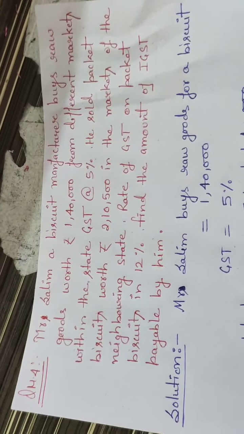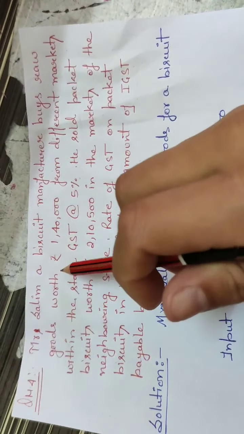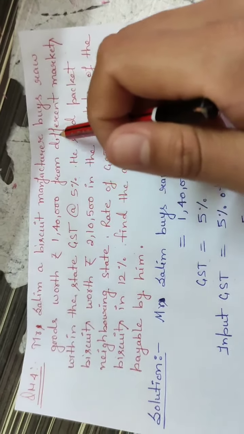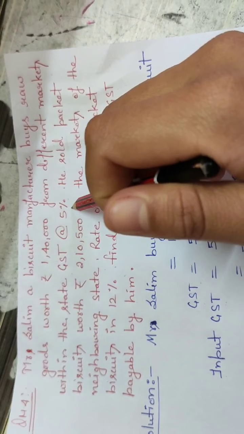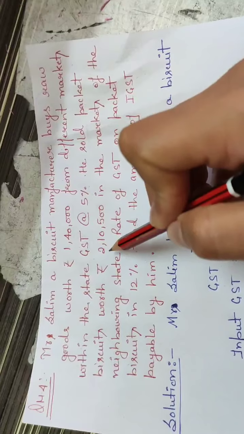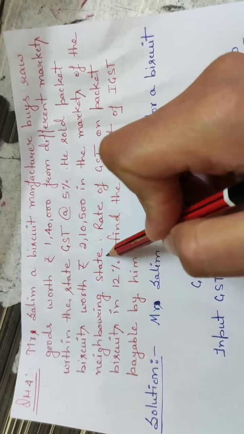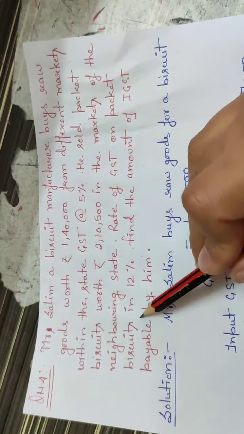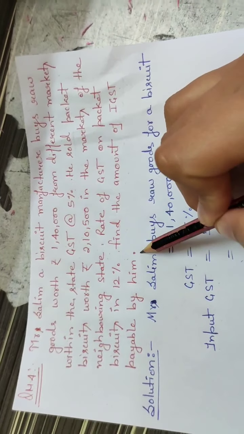Now, you have question number four. Mr. Salim, a biscuit manufacturer, buys raw goods worth ₹1,40,000 from different markets within the state, GST at the rate of 5%. Clear all? Now, he sold packet biscuits worth ₹2,10,500 in the markets of the neighboring state. Rate of GST on packet biscuits is 12%. Find the amount of IGST payable by him.